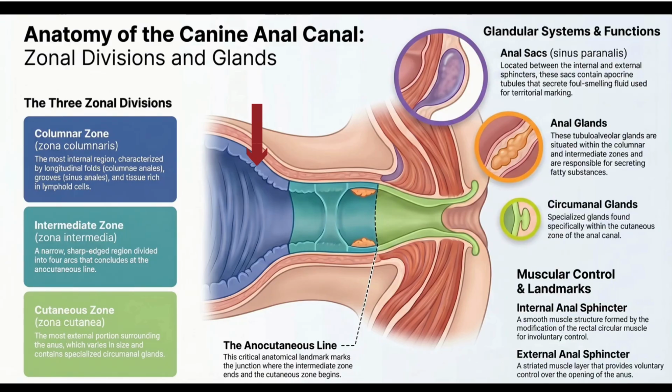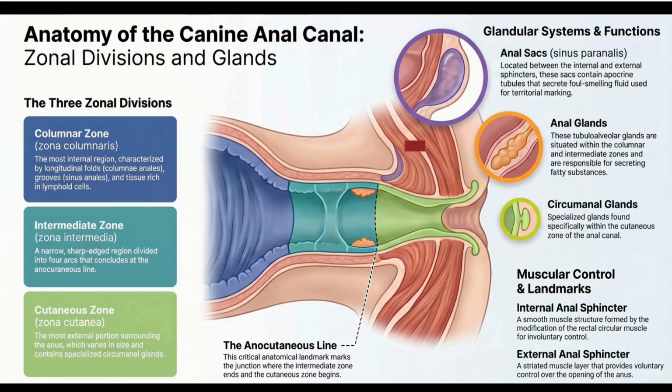Next, we're going to move on to the intermediate zone. The intermediate zone has a narrow, sharp edge divided into four arcs. This serves as the transitional area. Lastly, we're going to go to the cutaneous zone. It is of the anus. It varies in species. It is also specialized by terminal glands.